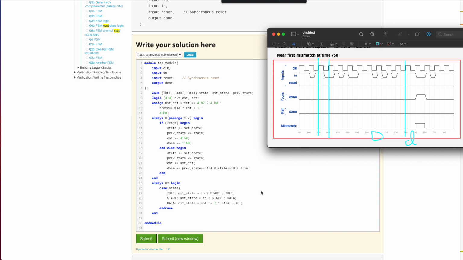Actually, this is interesting because if count is 7, I want to go to idle. And I'm at data. But next count is 8. But then if count is 7, we reset to 0 anyway, so.